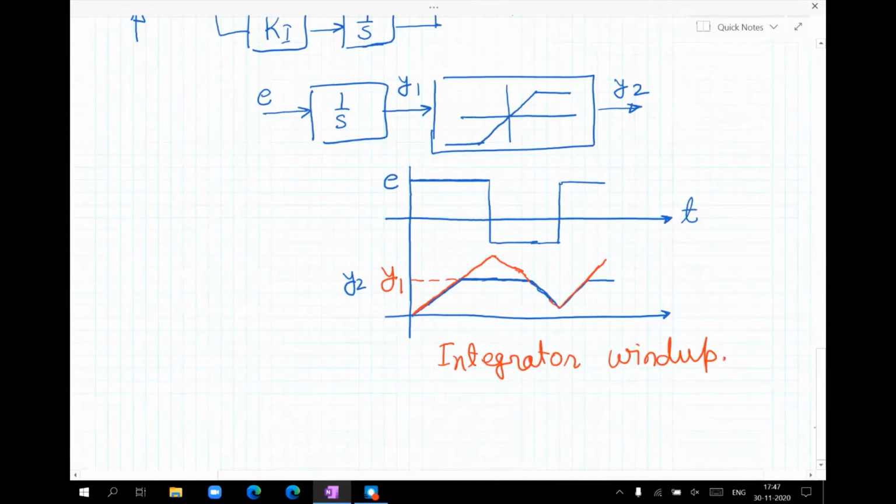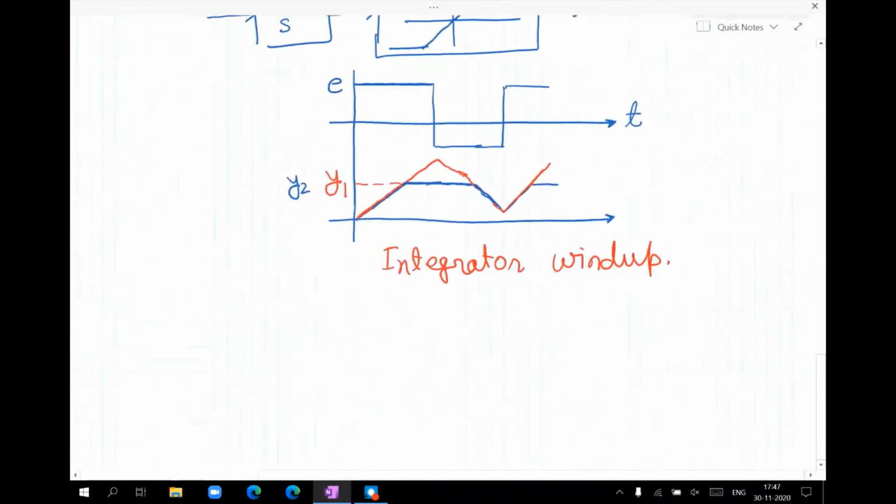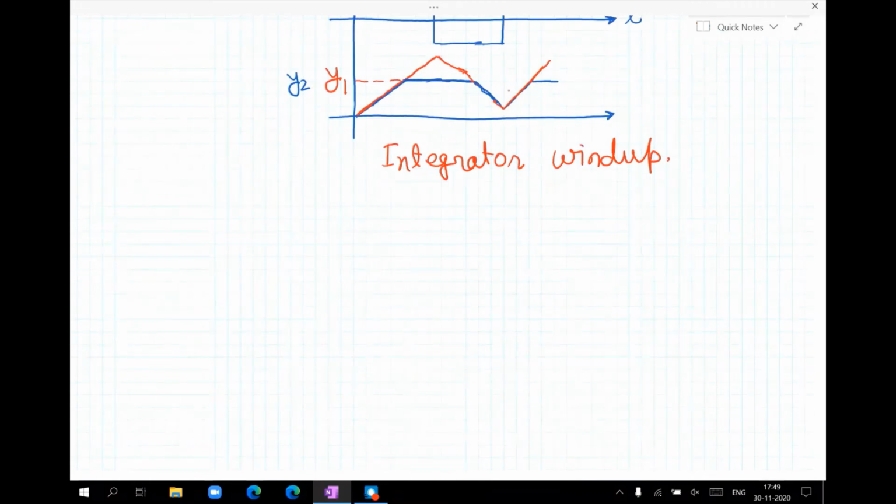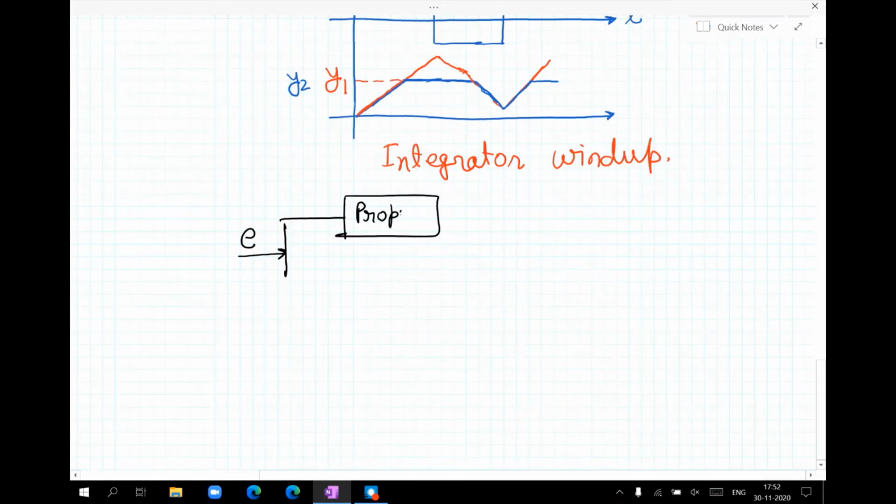So a way to get rid of this problem is to stop integrating as soon as the output of the saturation block hits its maximum or minimum limit. So how can we implement that? Typically we implement the integrator in a digital controller. To stop the integration, we can do the following. So we have an error signal and we have a proportional part and an integral part.